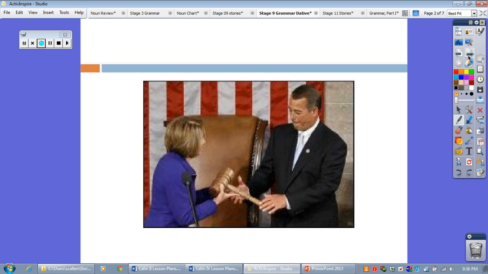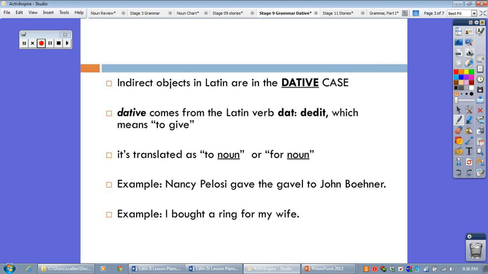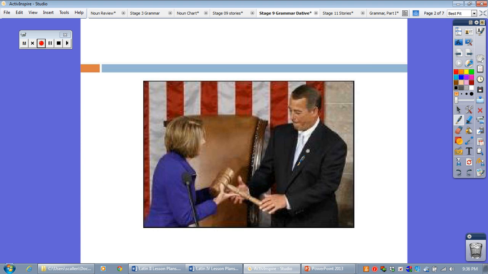And let's take a look at this picture. It didn't come out very well, sorry. Some of you who keep up with politics might know that the guy on the right is John Boehner. He's the Speaker of the House. And the woman on the left is Nancy Pelosi. She's the House Minority Leader. Somebody's giving a gavel to somebody else, right? So what's going on here is that Nancy Pelosi, who was the former Speaker of the House, is giving the gavel to John Boehner.